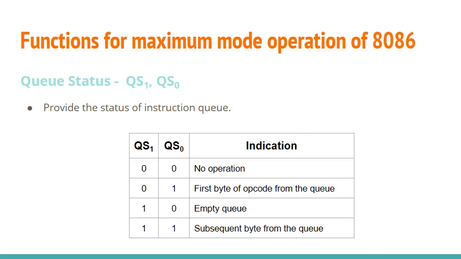QS1 and QS0, if the values are 0, 0, this indicates that there is no operation to be performed. And if it is 0 and 1, it indicates that the first byte of opcode has to be fetched from the queue. Then if it is 1 and 0, it indicates that it's an empty queue, and if it is 1 and 1, then it indicates to fetch the subsequent byte from the queue.